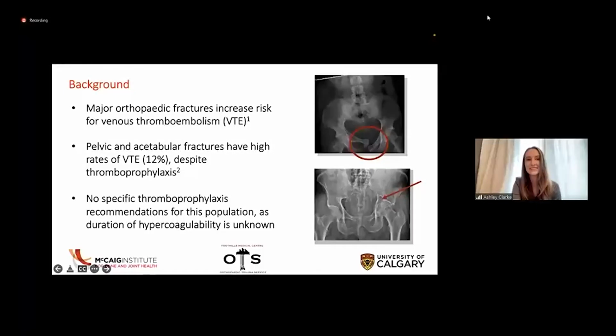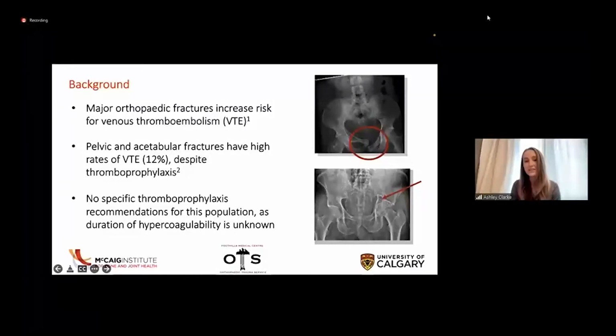It's well known that orthopedic fractures increase the risk for the development of blood clots, or venous thromboembolism, VTE for short. Major fractures, such as those that occur within the pelvic ring, seen in the top X-ray image, and fractures of the hip socket, also called the acetabulum, in the bottom X-ray there.